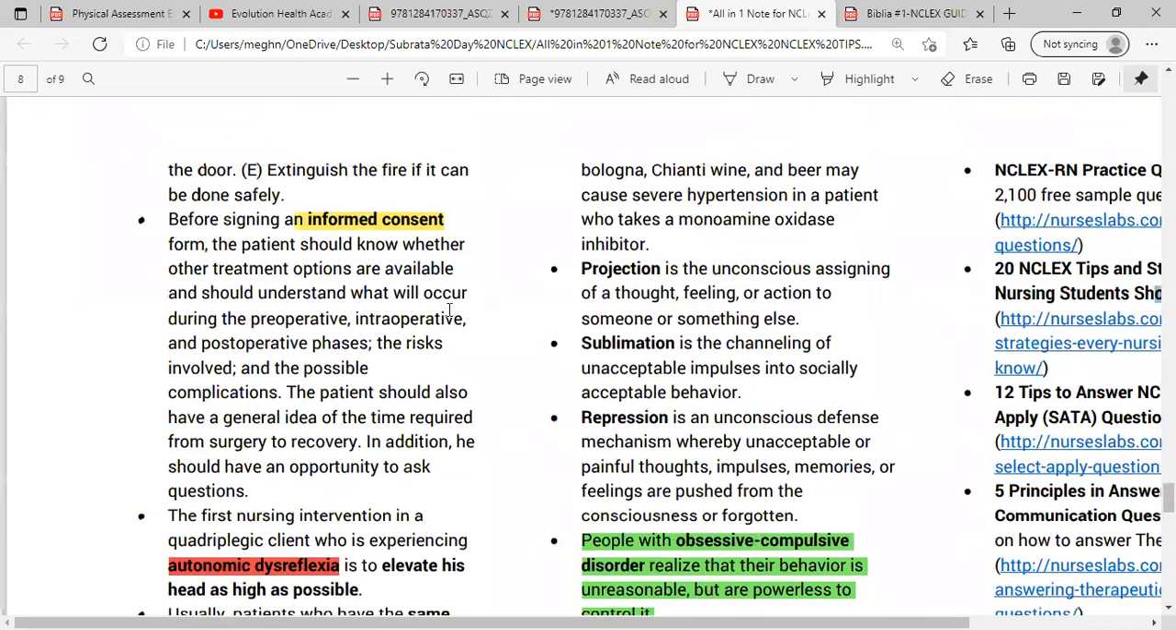Next, I'm going to talk about some rules, regulations, and key terminology about ethics. First of all, being signed in the informed consent form. The patient should know whether other treatment options are available and should understand what will occur during the procedure.